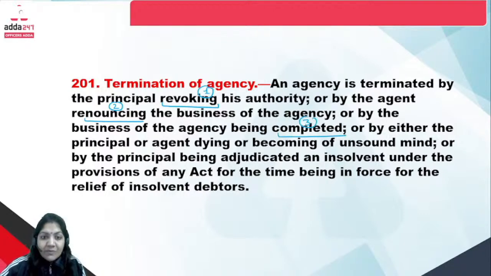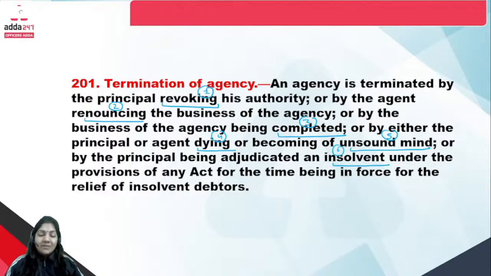Or by either principal or agent dying. If any person dies, or if either becomes of unsound mind, then the agency terminates. Or by the principal being adjudicated as insolvent. That is also a reason. That is a way in which the agency can be terminated.